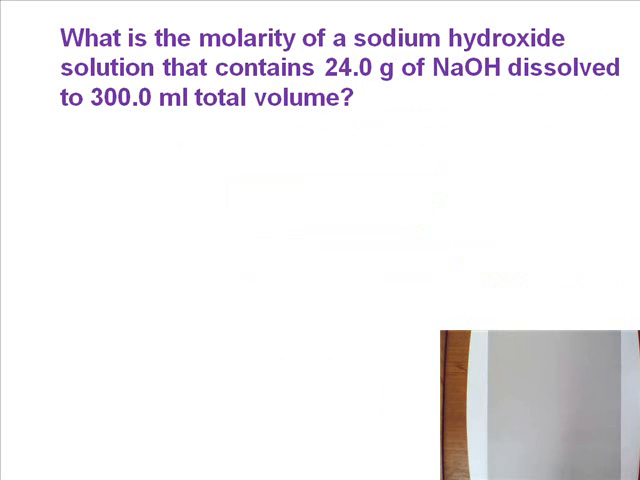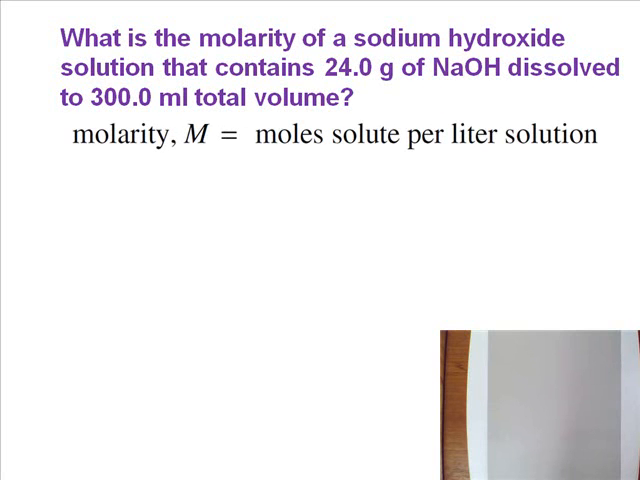Now here's an example of a calculation that you're going to be working with a lot. What is the molarity or concentration of a sodium hydroxide solution that contains 24 grams of NaOH, that's sodium hydroxide, dissolved in 300 milliliters total volume? Notice that includes the volume of the NaOH powder also. So we're asking about molarity. Molarity is moles per liter.